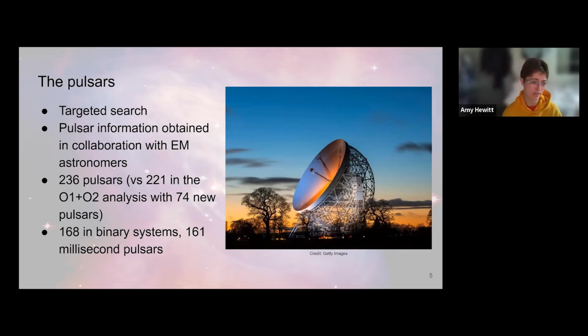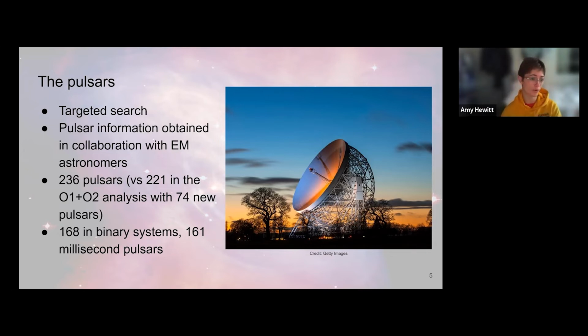This search was a targeted search. There are various different search types. Targeted means that you're looking for gravitational waves from known pulsars. So you have various parameters of these: the sky position, their distance, frequency derivative. It's a more sensitive search and a less computationally expensive search than, for example, an all-sky search, which is going to be searching across the entire sky and for a very wide range of parameters.